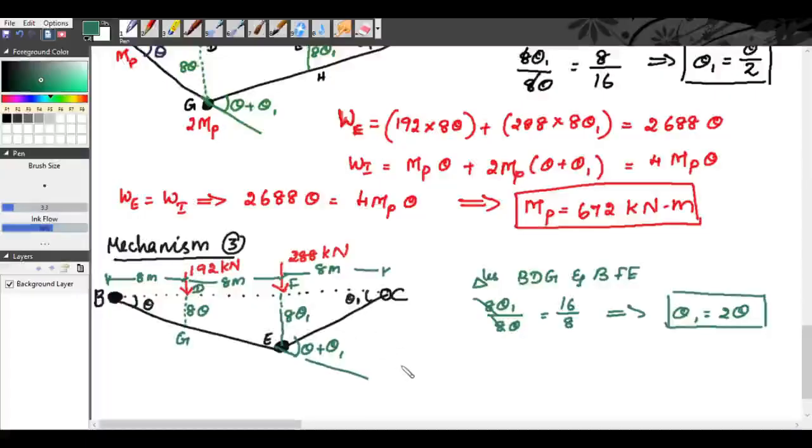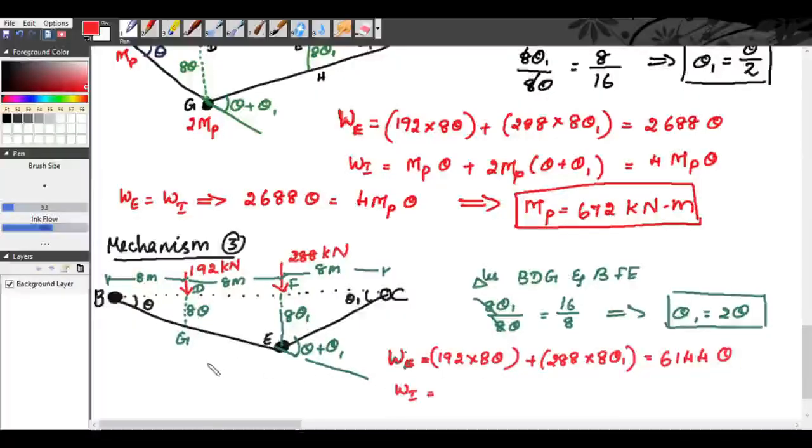Okay. Now we will find external work done. So external work done is equal to load into distance: 192 into 8 theta plus 288 into 8 theta 1. Substitute theta 1 is equal to 2 theta. We get external work done is equal to 6144 theta.